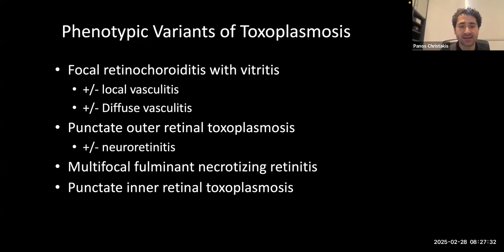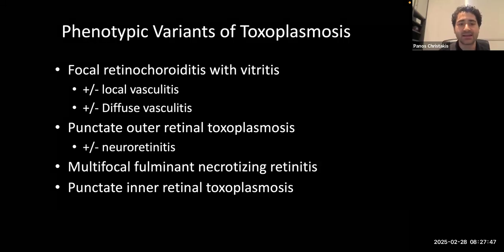Diffuse vasculitis. This is an interesting one, because that gentleman that you saw with the choroidal lesion and the vasculitis, I've seen probably a dozen patients that are almost similar to that, and it has that classic appearance of vasculitis that is sectoral and quite profound, not in keeping with the clinical picture. So always think about toxo when you have that.